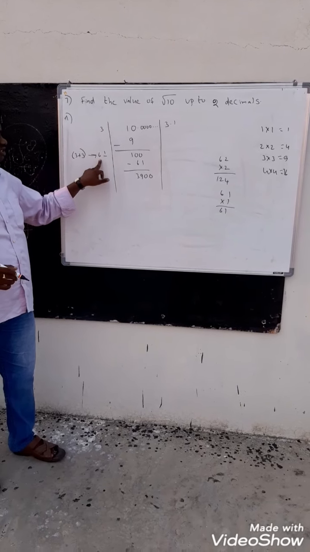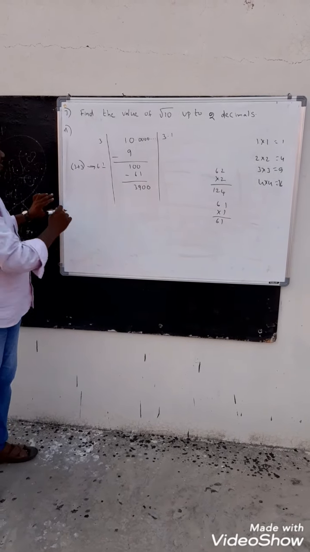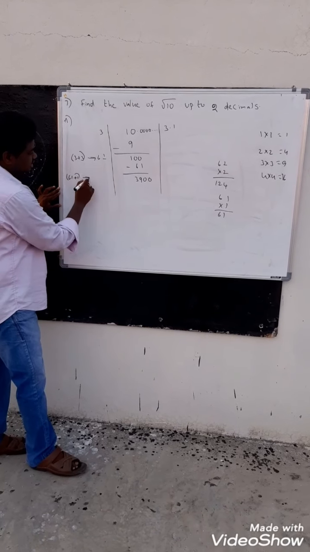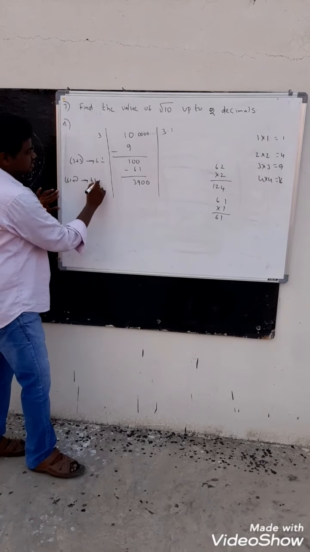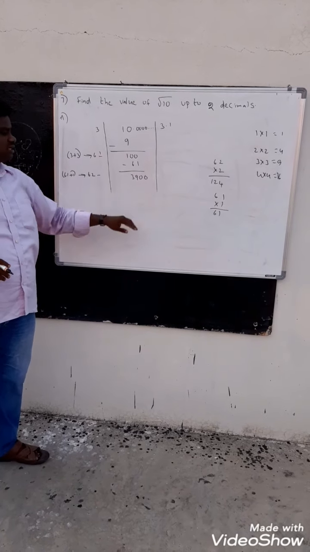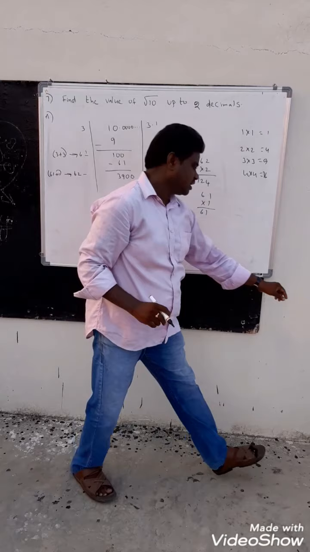Already I told you this, 61 plus 1, that is 62. If you don't know, write this one. 61 plus 1, you will get 62. Again you have to keep one digit here, and if you multiply with that, you get 3900.